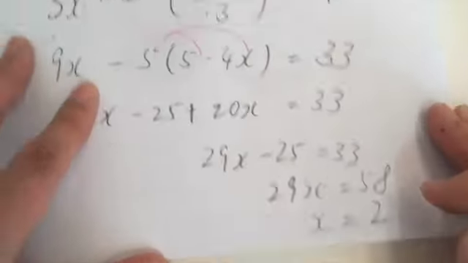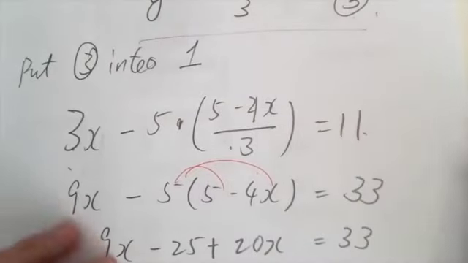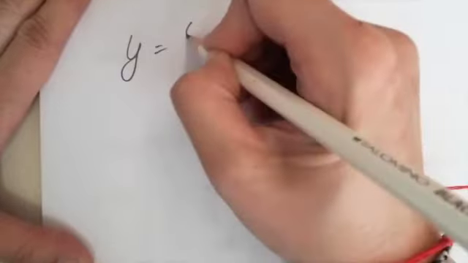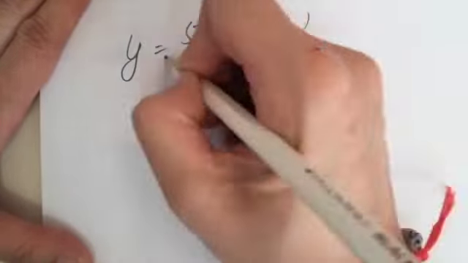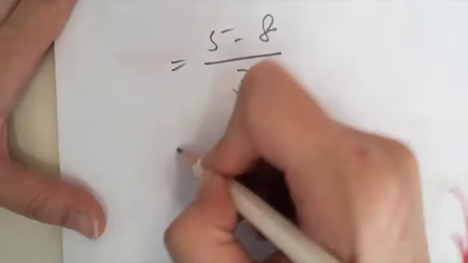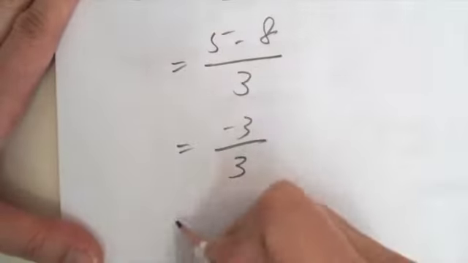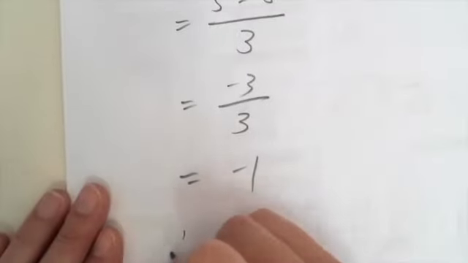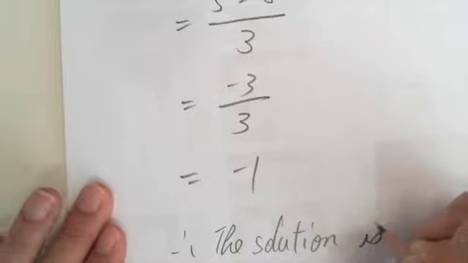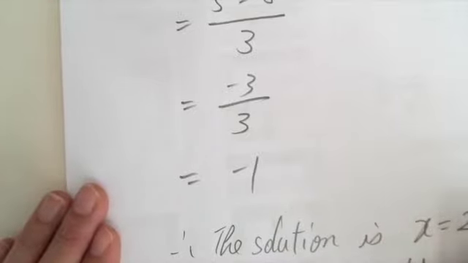So we find x, I put it back to this equation because that's the equation 3 we deduced. So we will have x equals to 2 and y will be equals to 5 minus 4 times 2 divided by 3. So we have 5 minus 8 divided by 3. I got negative 3 divided by 3 equals negative 1. Therefore, the solution is x equals to 2 and y equals to negative 1.